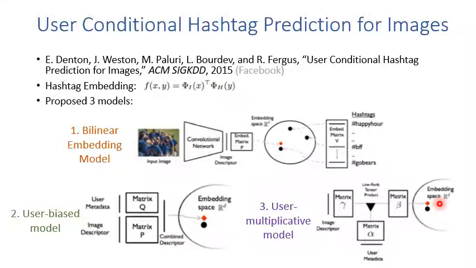So there are three models: the bilinear embedding model, which is the traditional zero-shot model; the second one is the user bias model, which concatenates the user profile with image features; and the third is the user multiplicative model, which makes an outer product of the image feature, the image descriptor, and the user metadata, and creates a large matrix and uses low rank to approximate it, then projects the new matrix beta into the embedded space.